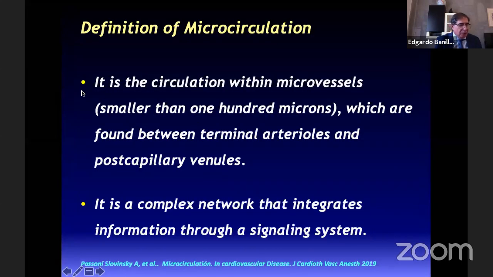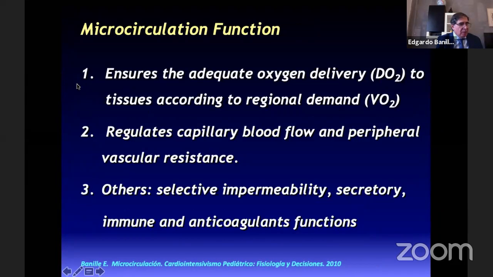Microcirculation is the circulation within microvessels, which are found between terminal arterioles and postcapillary venules. It is a complex network that integrates information through a signaling system. Microcirculation has three main functions. First, it ensures adequate oxygen delivery to tissue. It also regulates capillary blood flow and peripheral vascular resistance. And lastly, it has selective impermeability, secretory, immune, and anticoagulant functions.